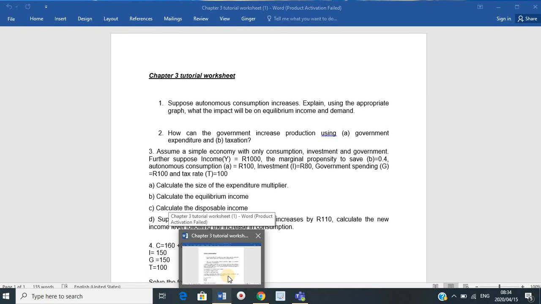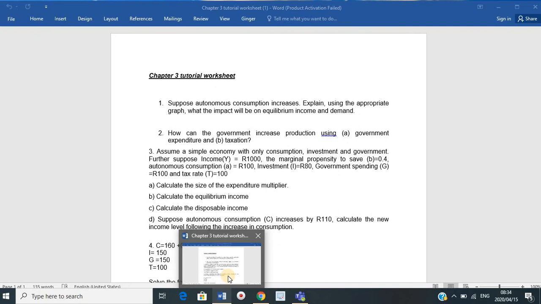One, suppose autonomous consumption increases. Explain using the appropriate graph what the impact will be on equilibrium income and demand. Okay, you can see here we have a relationship between equilibrium income and demand. The reason we have this relationship is that we assume, first of all, that demand depends on autonomous spending, and it also depends on income. So if it depends on autonomous spending and income, we will have some sort of relationship.